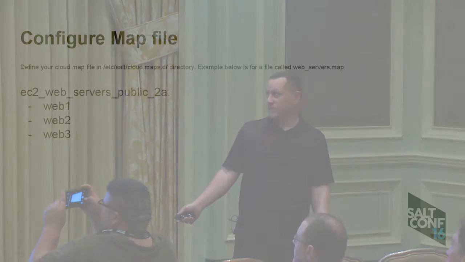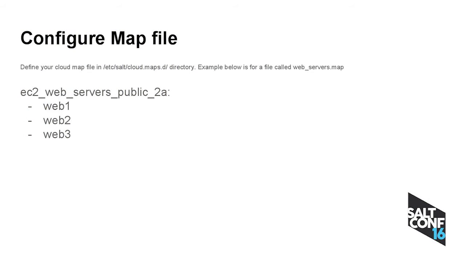Map files are used to define how many instances of a type you need to bring up. So if you want to bring up 30 web servers, a map file is used to list those. And then you run one command, basically salt-cloud -m, which is the map file name, and -P to create those in parallel. That uppercase P is really important. If you forget it and you have, let's say, 100 instances, it'll spin them up sequentially.